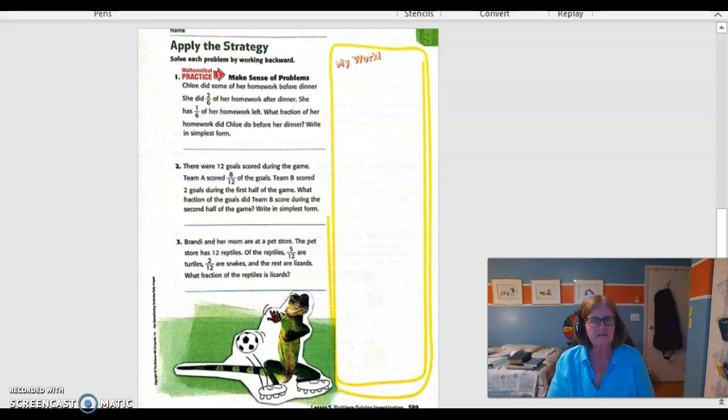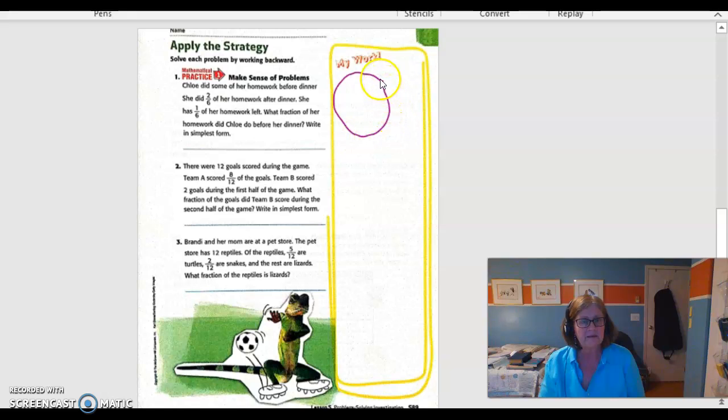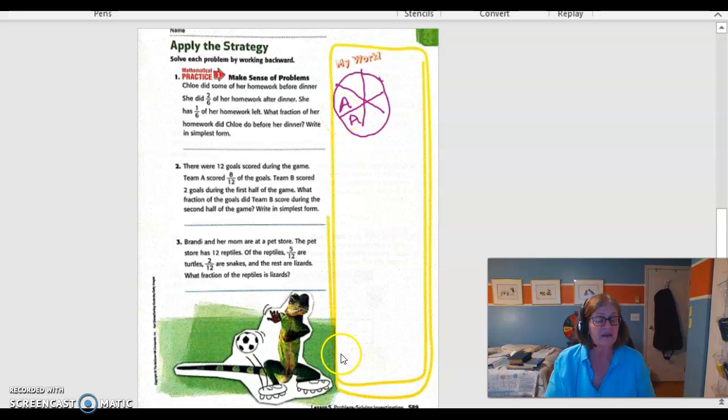On this particular problem, it says that Chloe did some of her homework before dinner. She did 2/6 of her homework after dinner. She has 1/6 of her homework left. What fraction of her homework did Chloe do before dinner? Write the fraction in simplest form. If we look over here, I'm going to draw it as a pizza. According to this, she did 2/6 after dinner, so I'll mark that with an A for after. It also says that she has 1/6 of her homework left.